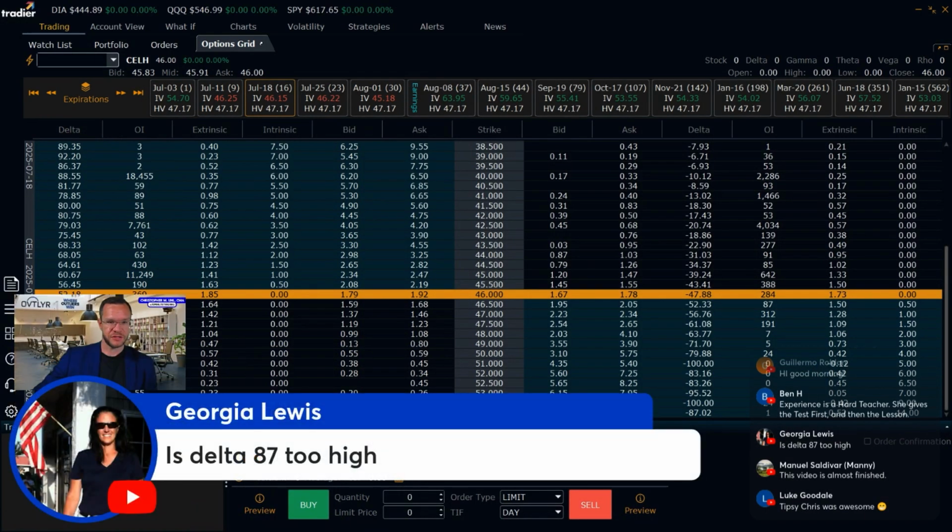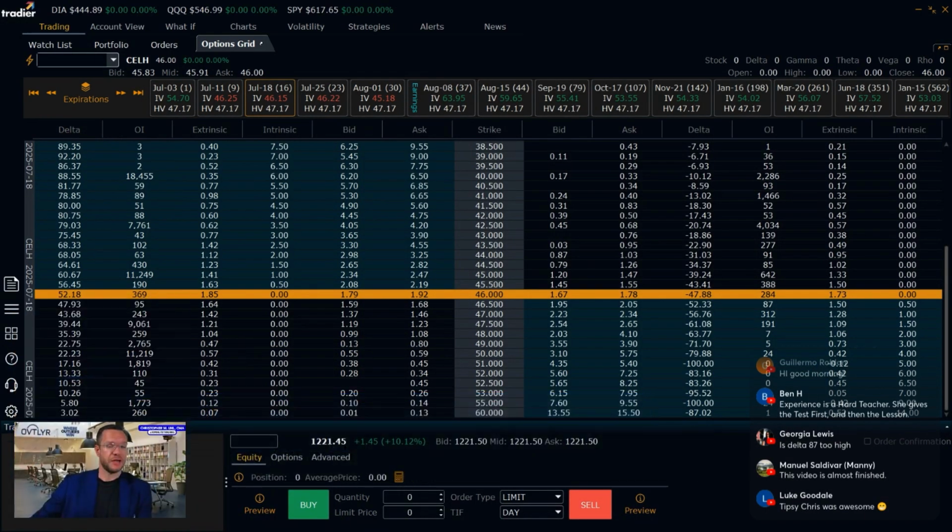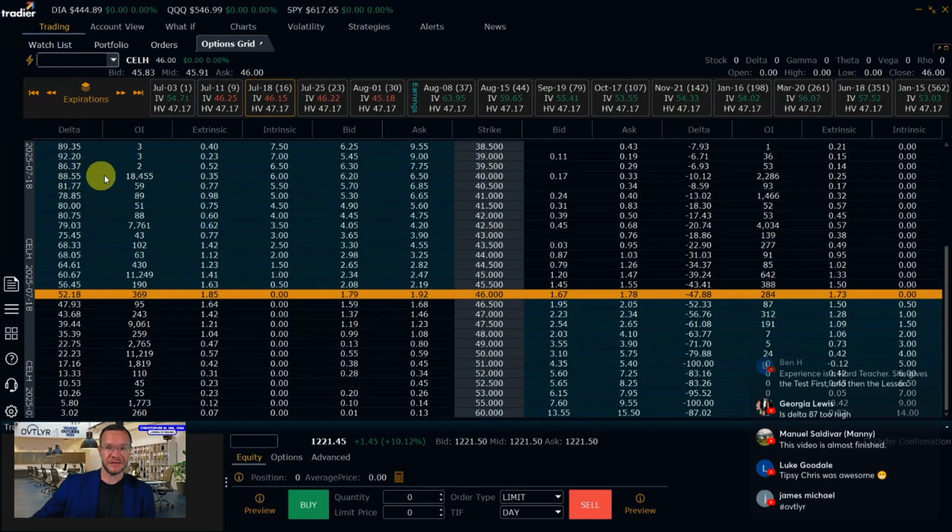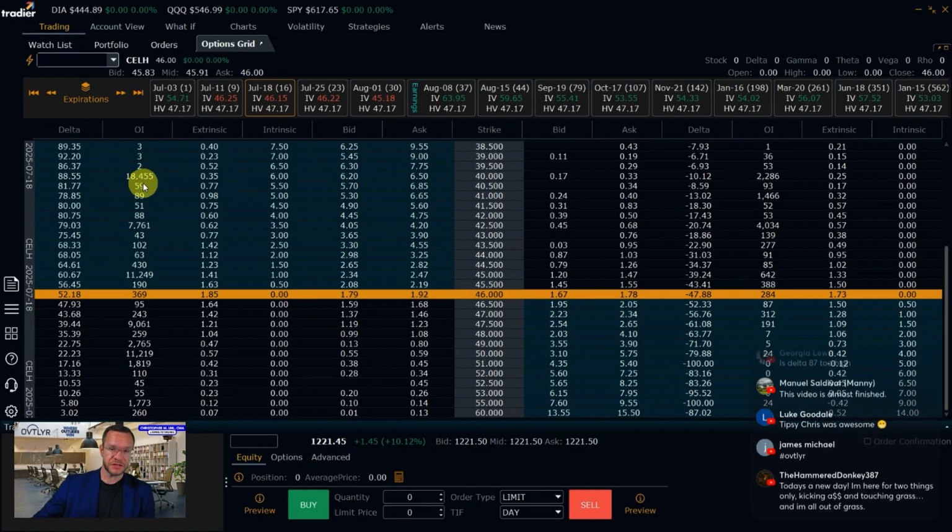And Georgia was just asking, is 87 delta too high? Well, it doesn't have to be, right? Like this one right here at 88 delta, it's got lots of open interest. The extrinsic value is really low. The price has a pretty tight bid-ask spread. There's nothing wrong with that, right? Especially, Georgia, if you're looking around and let's imagine that all of these were like 50, 60s all the way down. And if that's the only one that has a ton of liquidity, that's exactly where I would go. Not too high to me.